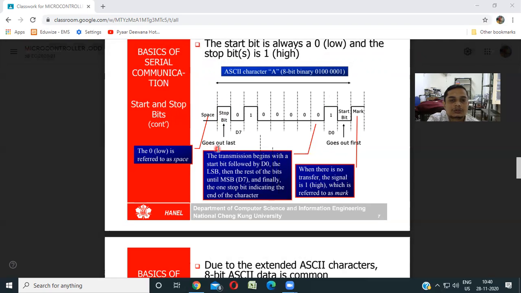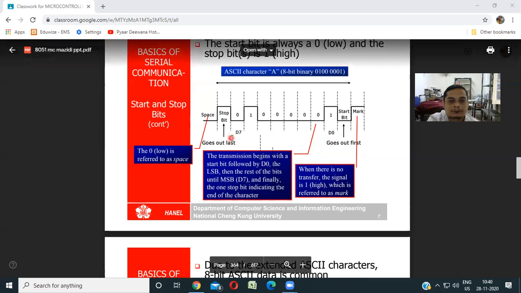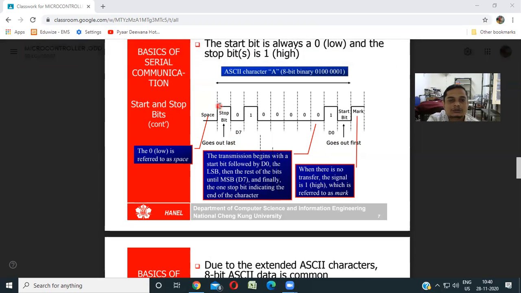So this goes last. This is the first, this is the last. And after D7 we are inserting the stop bit, which is a high. Here you can see the high bit, which is a high logic or 1. Then we have the space. This is the space which is used to give some space or time.